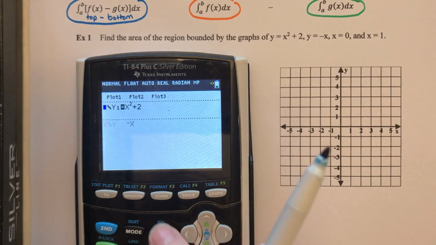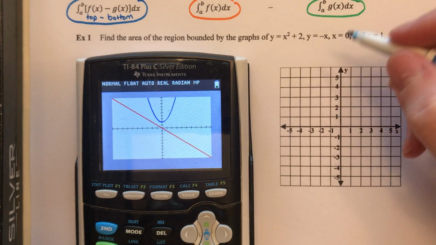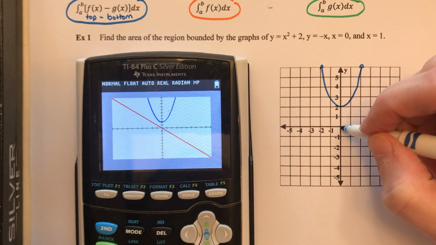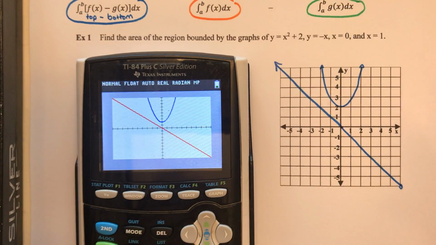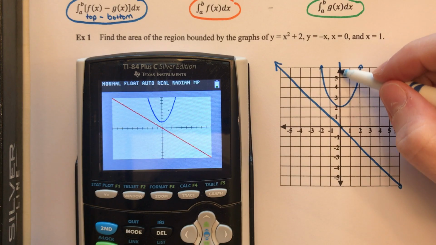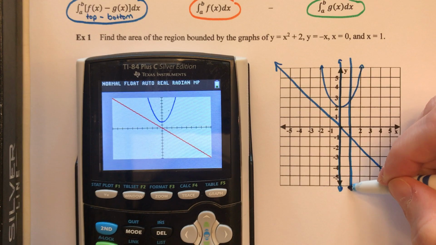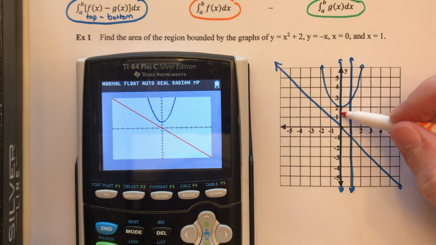So I already have them plugged in, the x squared plus 2 and the negative x. And if I go and hit graph, I'm going to work on drawing my sketch here. So I have the x squared plus 2. I have the negative x. And I have two more lines here. I have x equals 0. And we have x equals 1. So I'm going to find the area bounded by all 4 of those lines, and that ends up being this area right in here. So I'm going to shade that in.